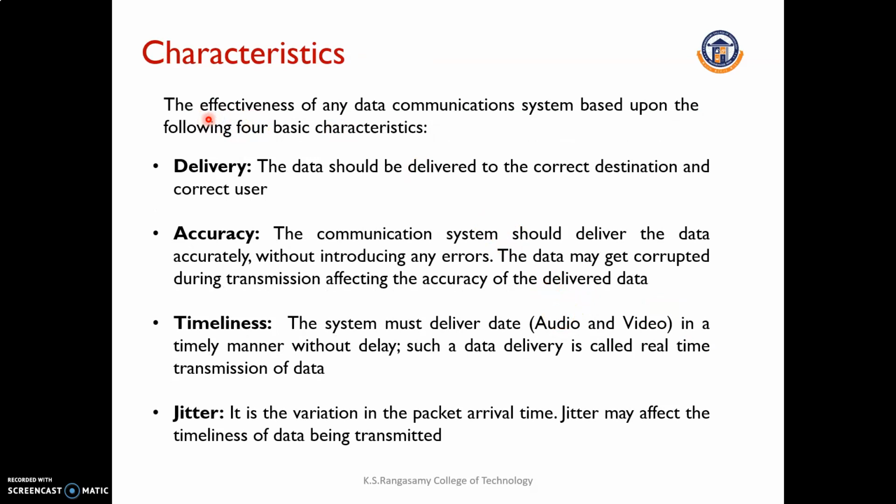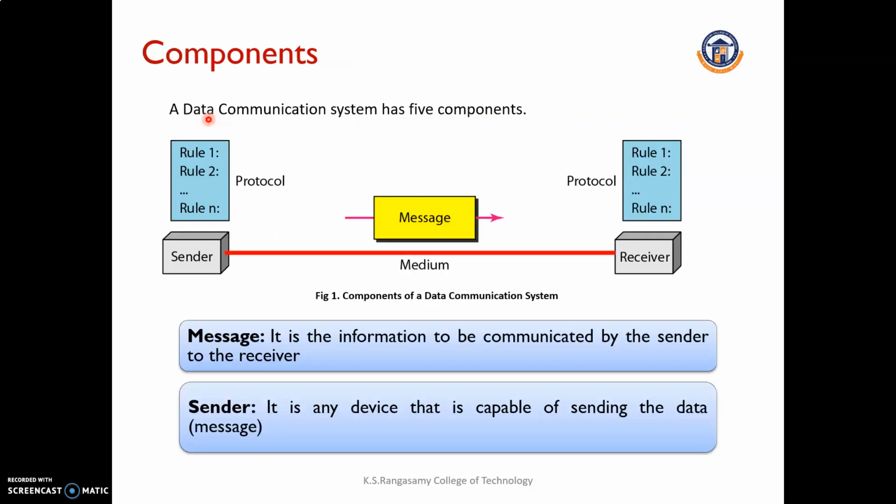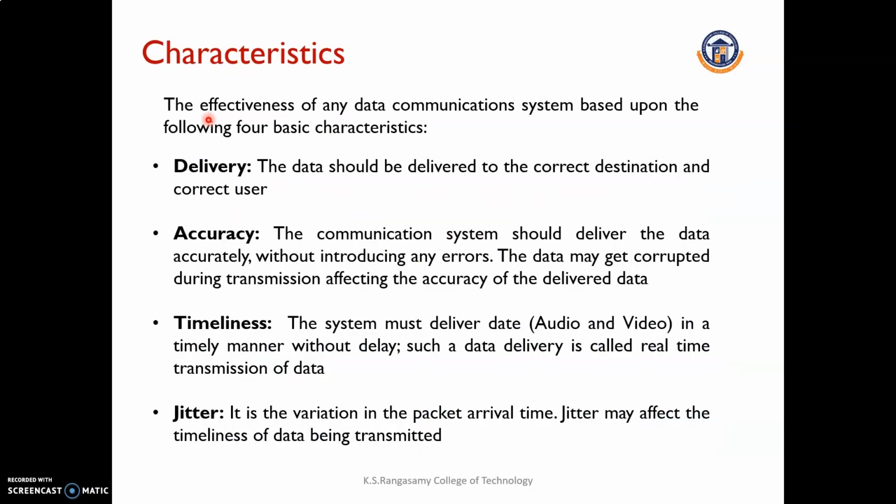The third one is the characteristics. The characteristics of a data communication system are based upon 4 characteristics: data delivery, accuracy, timeliness, and jitter. First we see the delivery. The data should be delivered to the correct destination, that is, the correct receiver and the correct user. The second characteristic is accuracy. The communication system should deliver the data accurately without introducing any errors. The data may be corrupted during transmission, affecting the accuracy of the delivered data.